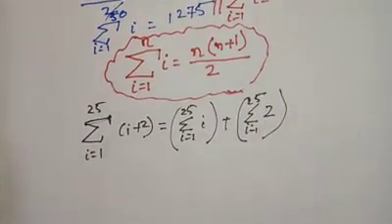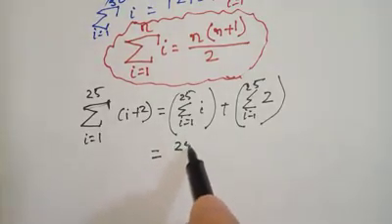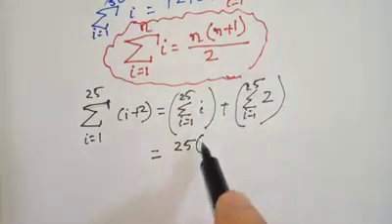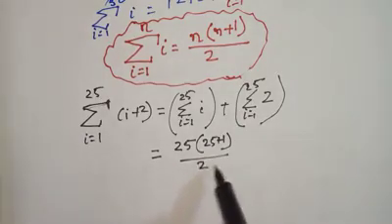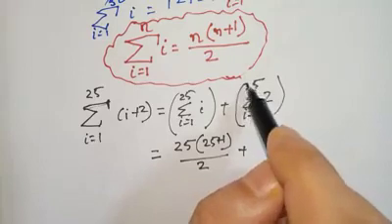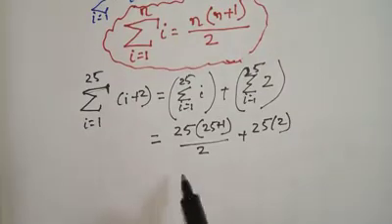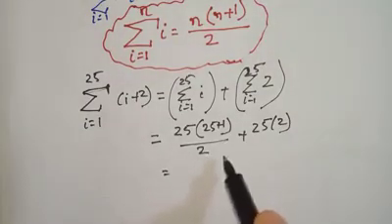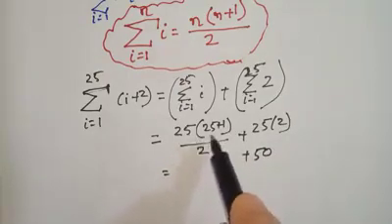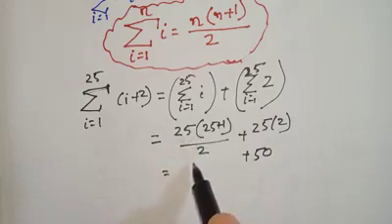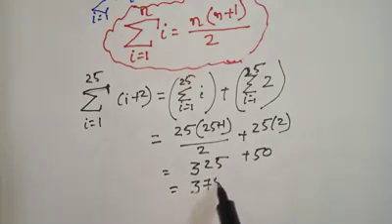Now if I write it in this way, what we will get is 25 into 25 plus 1 divided by 2. This we get from this formula, n into n plus 1 by 2. Plus what we get over here is 25 multiplied by 2. It's quite simple now to solve. 25 times 2 would be 50, and this would be 26 multiplied by 25, which is 325, and the result would come to 375.